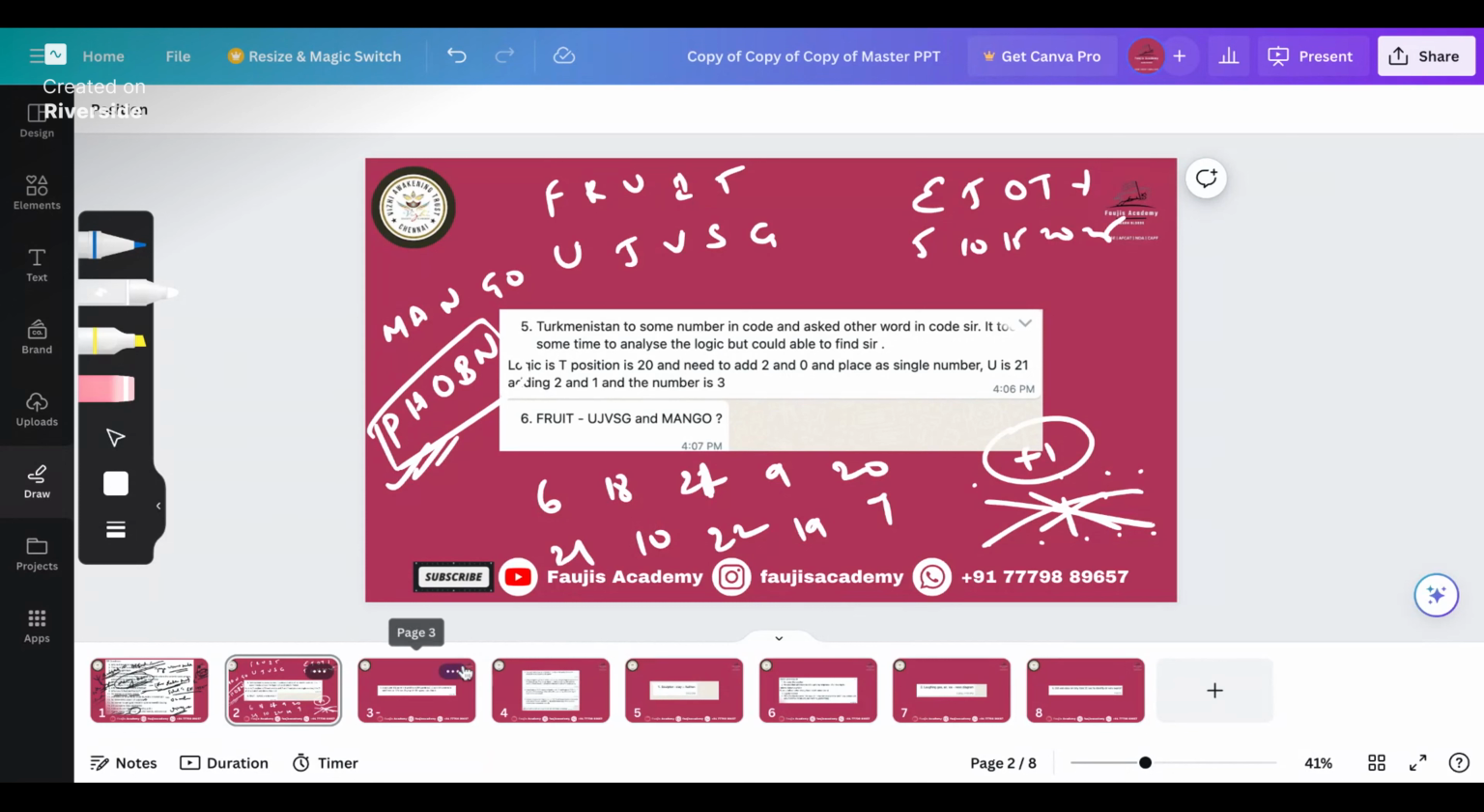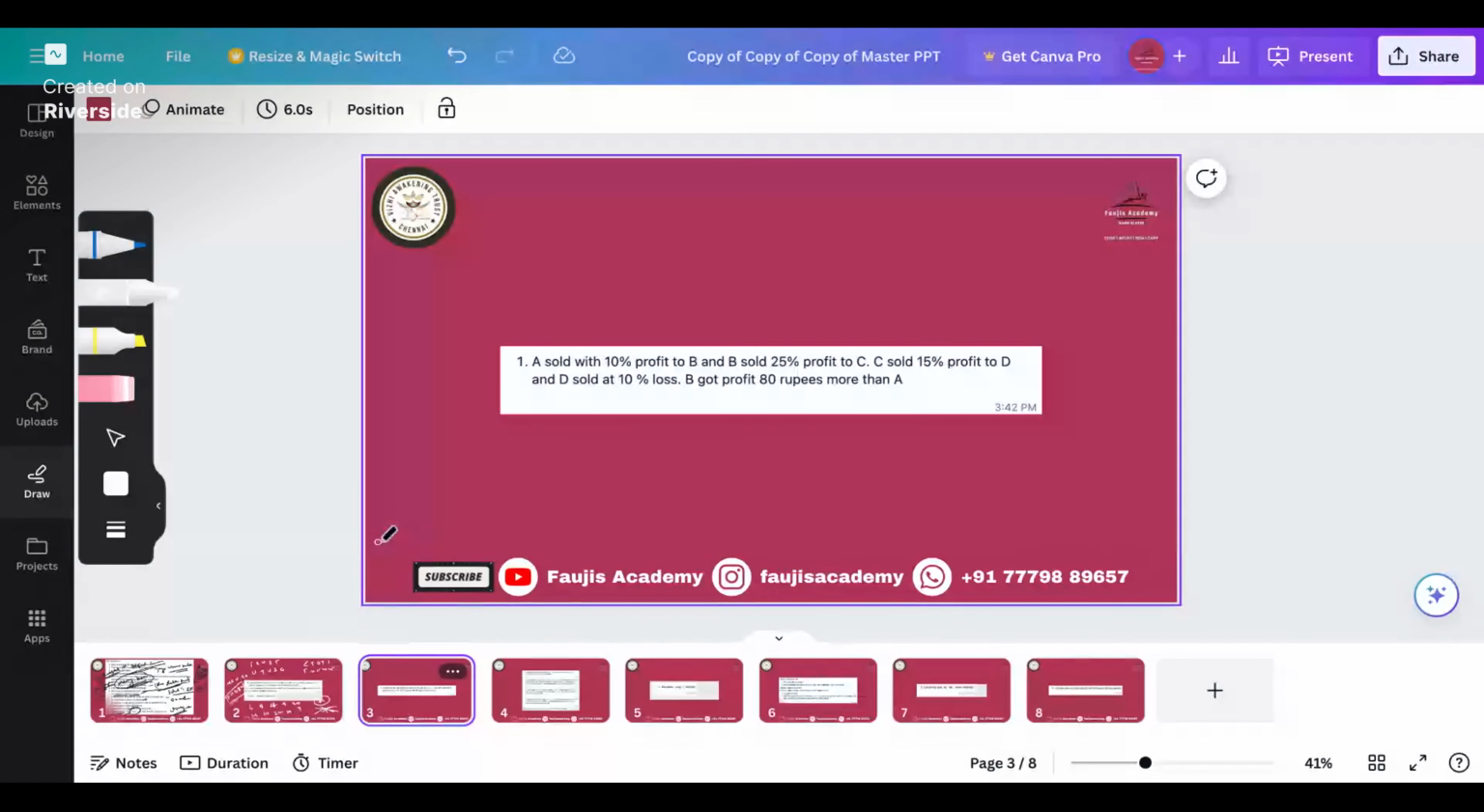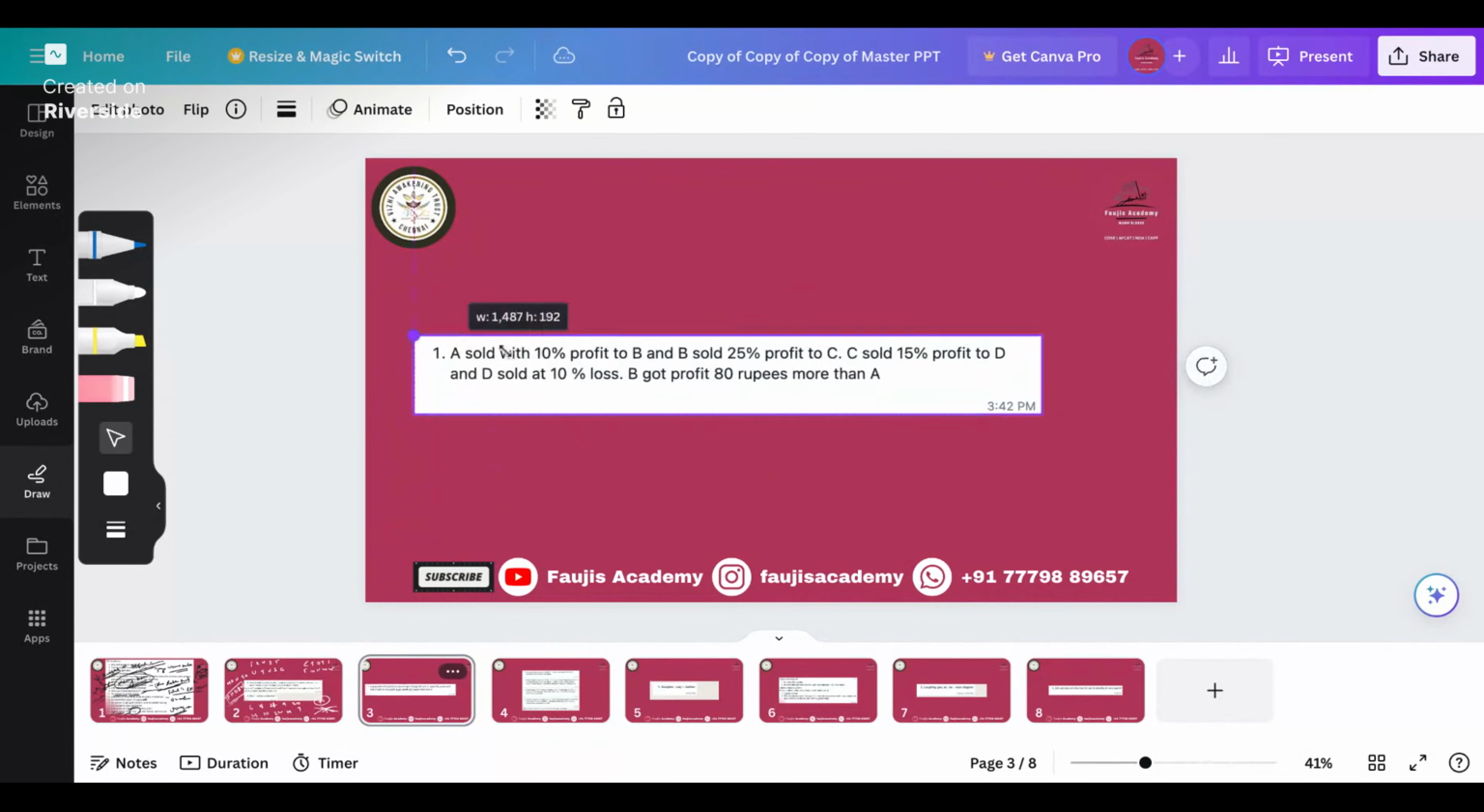Now, ladies and gentlemen, let's move on to the next question. I taught you this one just yesterday. If you had seen that one, you would have cracked this one easily. Plus 3 marks, no worries. So A sold, let me have one moment.